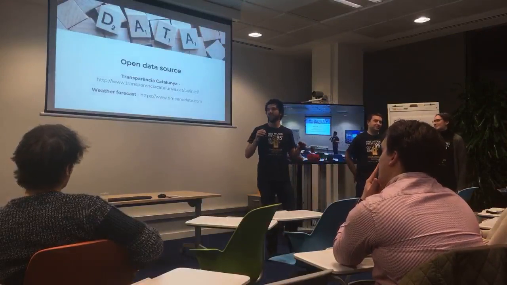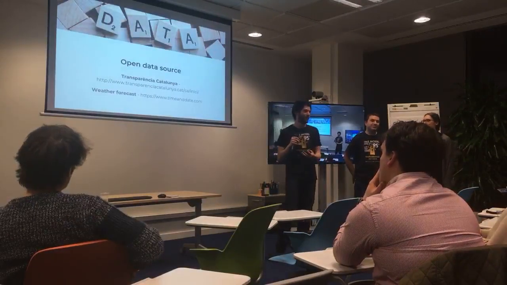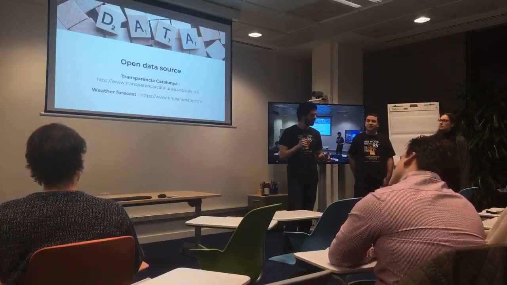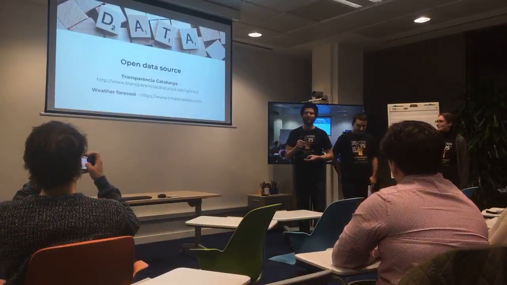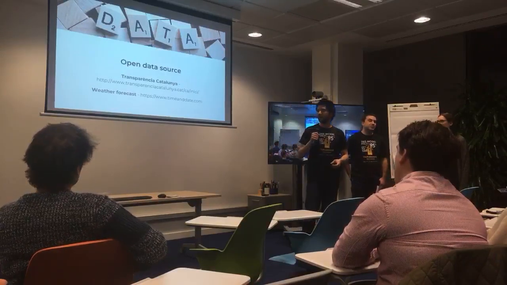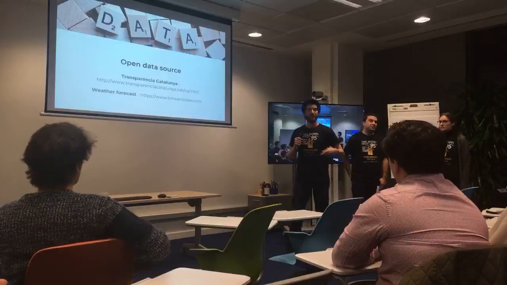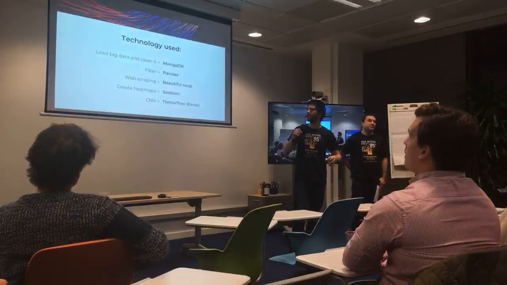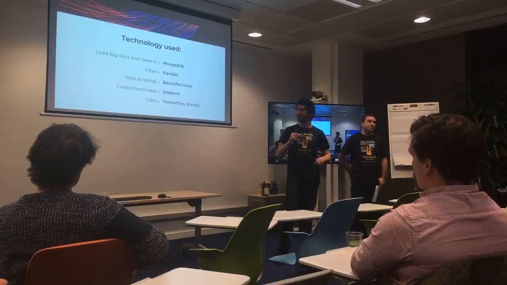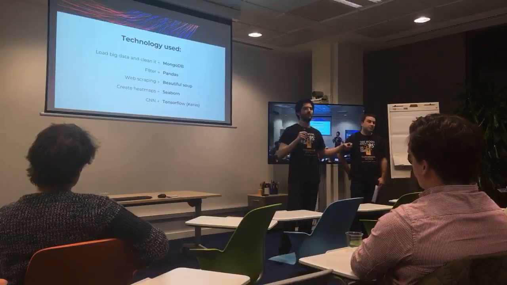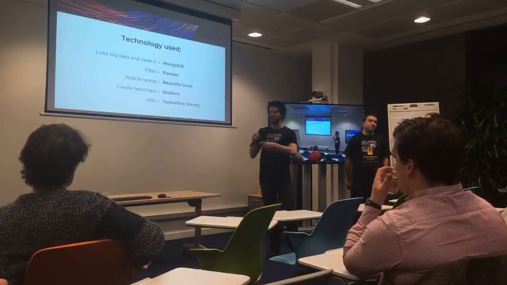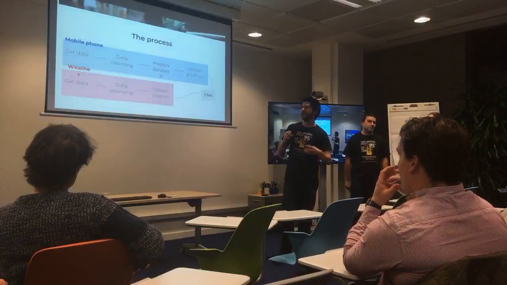We don't have any partnership with Google or Facebook, so we have to get our data ourselves. The information from mobile phones we get from Transparency Catalunya, which gave us a big database to analyze, and for the weather we scrape it directly from the website. We used a few technologies: MongoDB to clean and manage the database, Pandas to filter and organize all the data, Beautiful Soup to scrape the weather website, Seaborn to create heat maps, and for the neural network we use TensorFlow, which we will explain later.